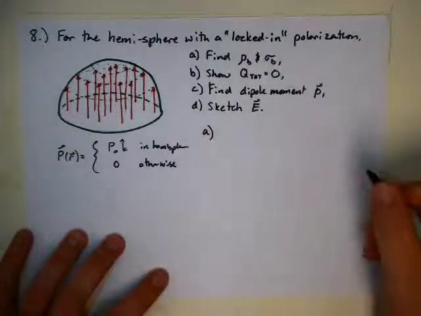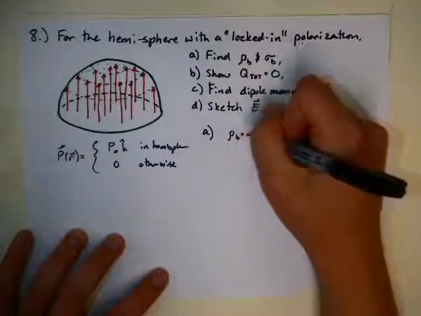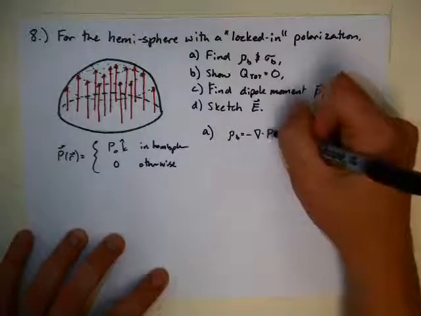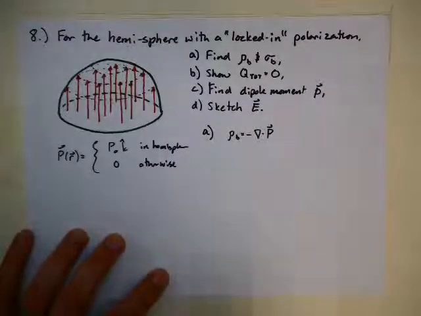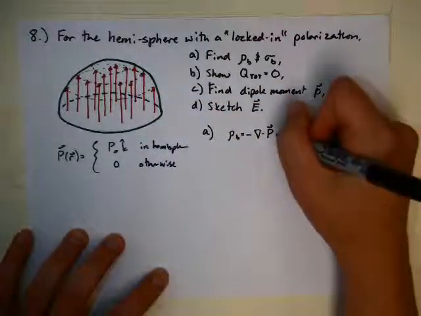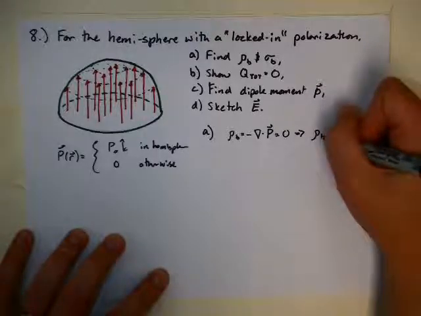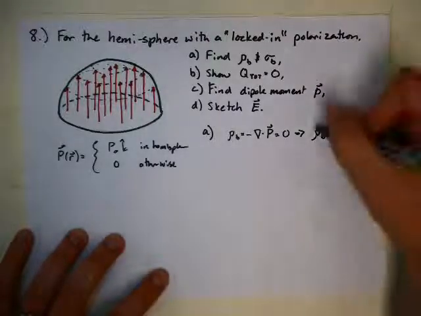Because for part A, we're asked to find rho. Well, the definition for rho is minus the divergence of this polarization. But if the polarization is constant here and constant here, this is 0 everywhere. Okay, and so we find that this is 0.